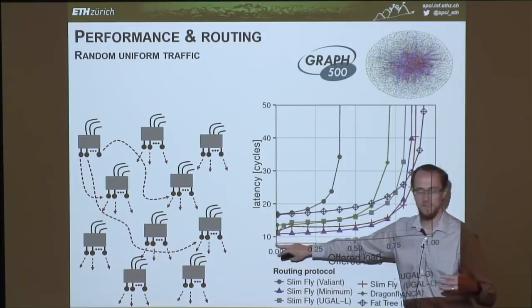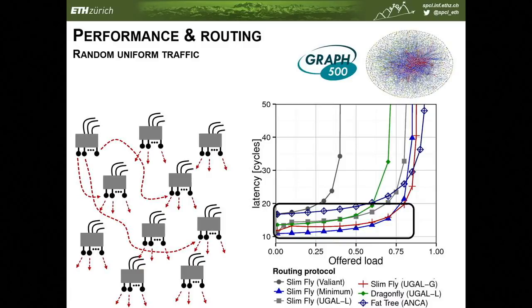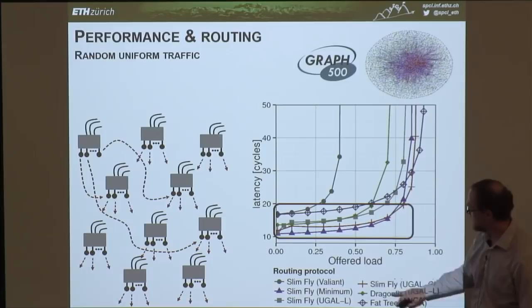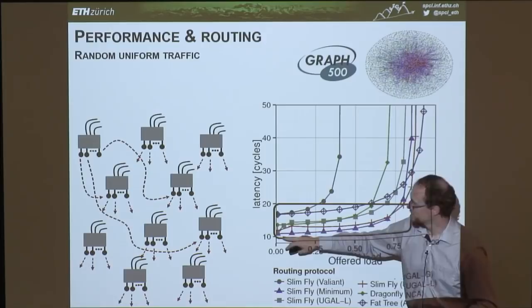You can see Slim Fly is always best in terms of latency because the diameter is lowest, right? So this thing here is Slim Fly with minimum routing. This is Slim Fly with another routing. This is fat tree up here. And then it's dragonfly here. And you see Slim Fly diameter 2, dragonfly diameter 3, fat tree diameter 4, so you can see this here very clearly, right? If you have no load, well, the network is empty.